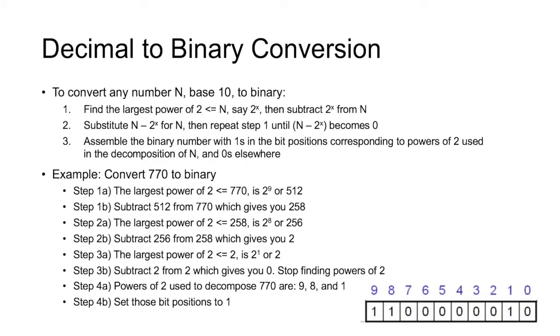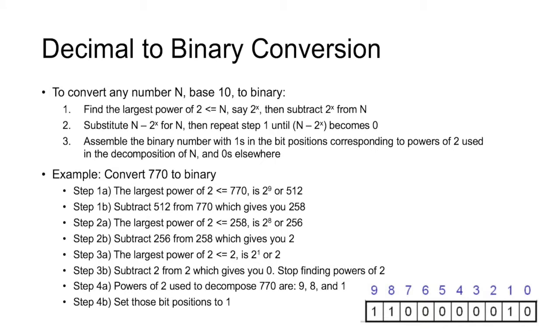Converting from decimal to binary: to convert any number n in base 10 to binary, we would find the largest power of 2 which is less than or equal to n, say for example 2 to the x, and subtract 2 to the x from n. Substitute n minus 2 to the x for n, then repeat step 1 until n minus 2 to the x becomes 0.